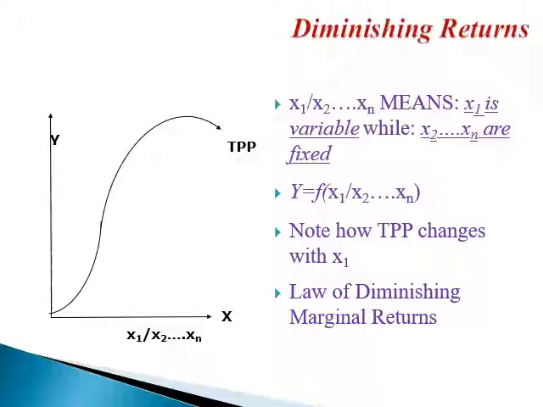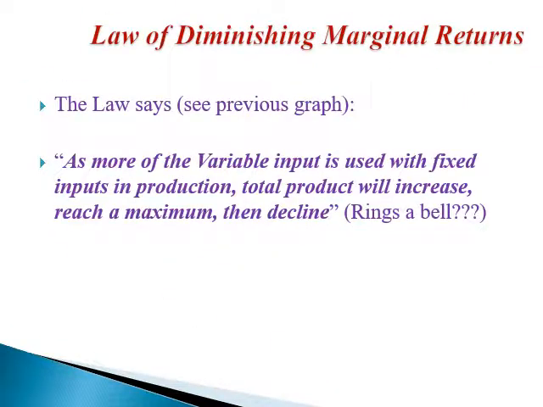As you can see here, as the amount of x1 increases, given that x2 all the way to xn remain constant, output increases at an increasing rate, and then output increases at a decreasing rate, and then output reaches a maximum. And if you are crazy enough to continue adding more of x1, then output will decline. We call that in economics diminishing returns.